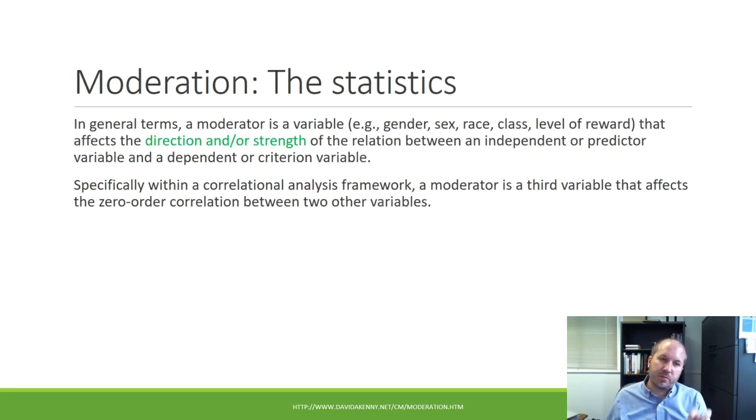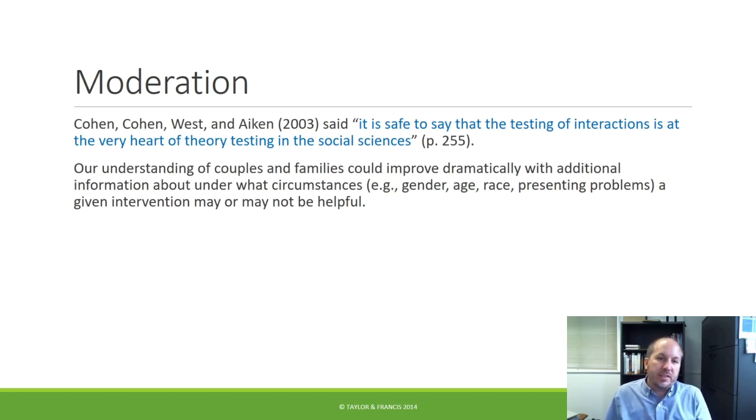So statistically, when we're talking about moderation, we're really looking for a third variable that affects the zero order correlation between those two variables, because it's actually going to impact the level of that correlation as the moderator changes in values. So it's safe to say that testing of interactions is at the very heart of theory testing in social sciences. Our understanding of couples and families, and also of therapy, can be dramatically improved with the addition of information about under what circumstances those may change.